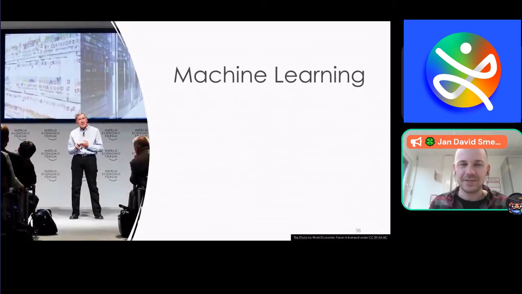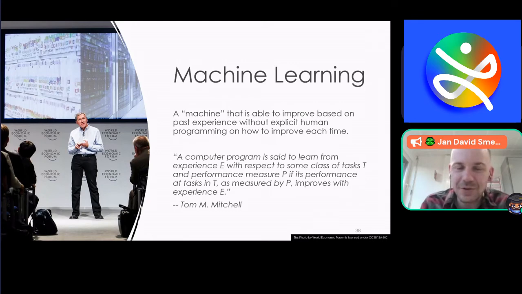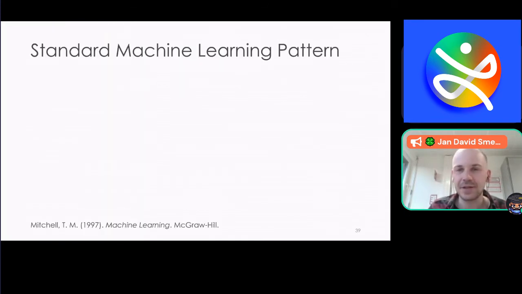Right, machine learning in and of itself. There's this famous definition by Mitchell: a computer program is said to learn from experience E with respect to some class of task T and performance measure P if its performance at task T, as measured by P, improves with experience E. So that is just trying to find an expression for what is learning in a machine system. So basically it's a machine that is able to improve based on past experience without an explicit rule or programming on how to improve each time. Of course, implicitly, that is the case with things like backpropagation.